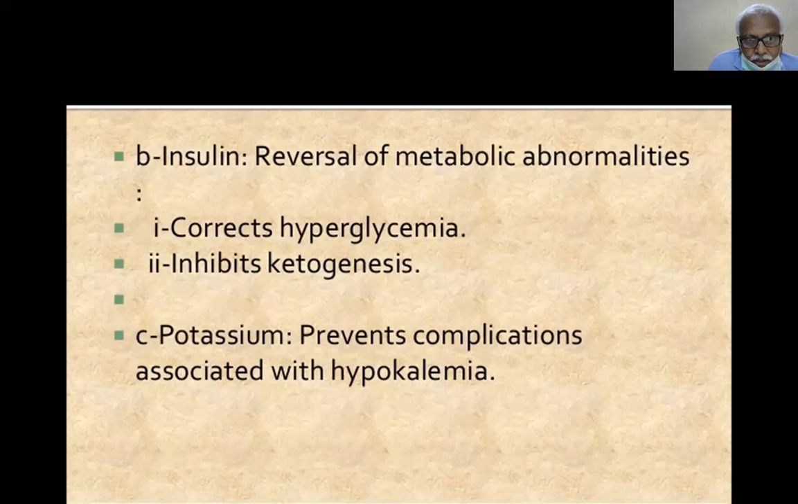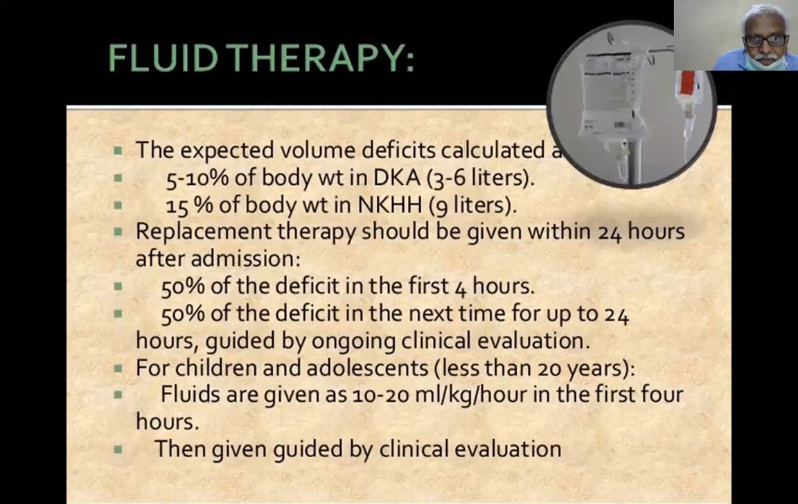So by giving insulin, reversal of metabolic abnormalities will take place. We can correct the hyperglycemia. We can inhibit ketogenesis, and with potassium, it prevents the complications associated with hypokalemia.